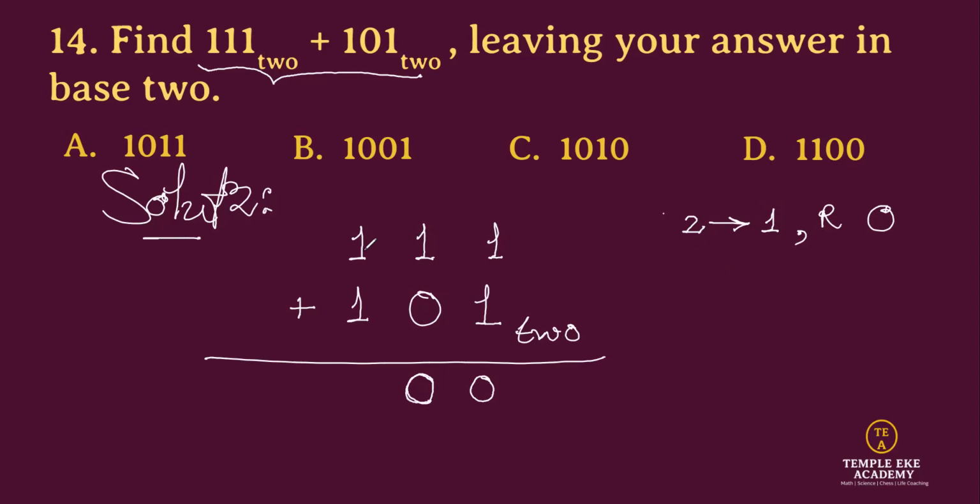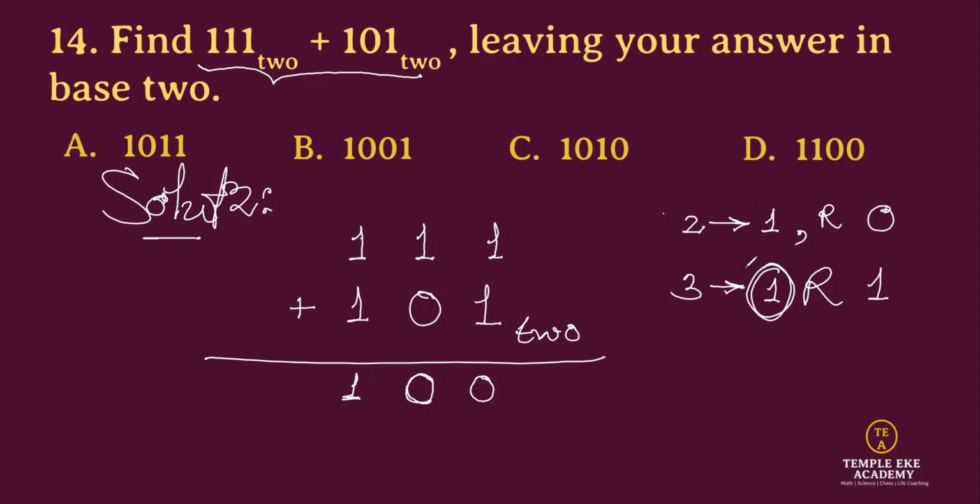Now, 1 plus 1 is 2, plus the incoming 1 gives us 3. This time around, we divide 3 by 2. 2 divides into 3 gives us 1, remainder 1. And now we write that remainder 1 and take this 1, the quotient, into the next digit.